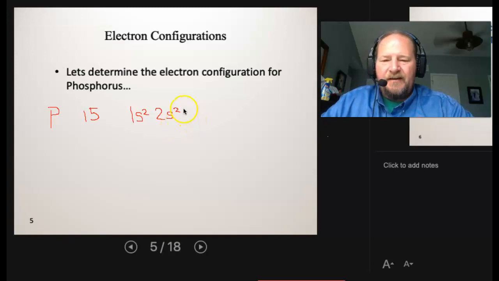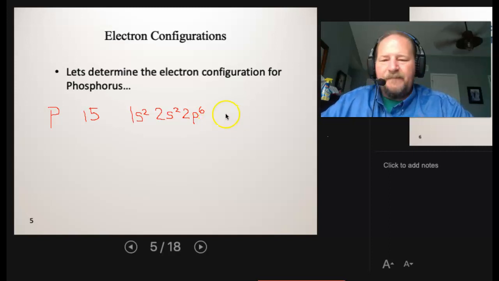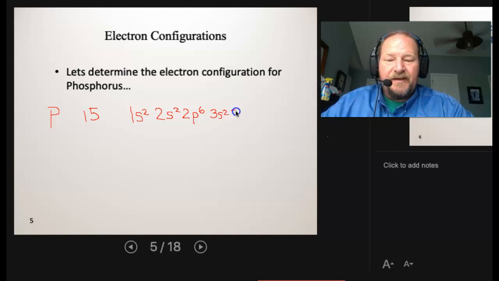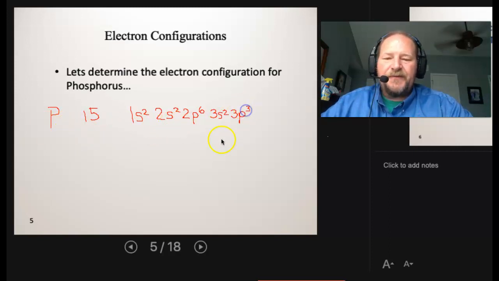Boron through neon will be 2. That's the P block, and we're going to go through all 6. And then I'm going to skip to the third energy level, the third period. We're going to have 3S2, and then we're going to go to aluminum, which is going to be the 3P. However, this time I'm not going through the entire P because I need to get to phosphorus, and phosphorus is the third one in, so that's going to be 3P3.